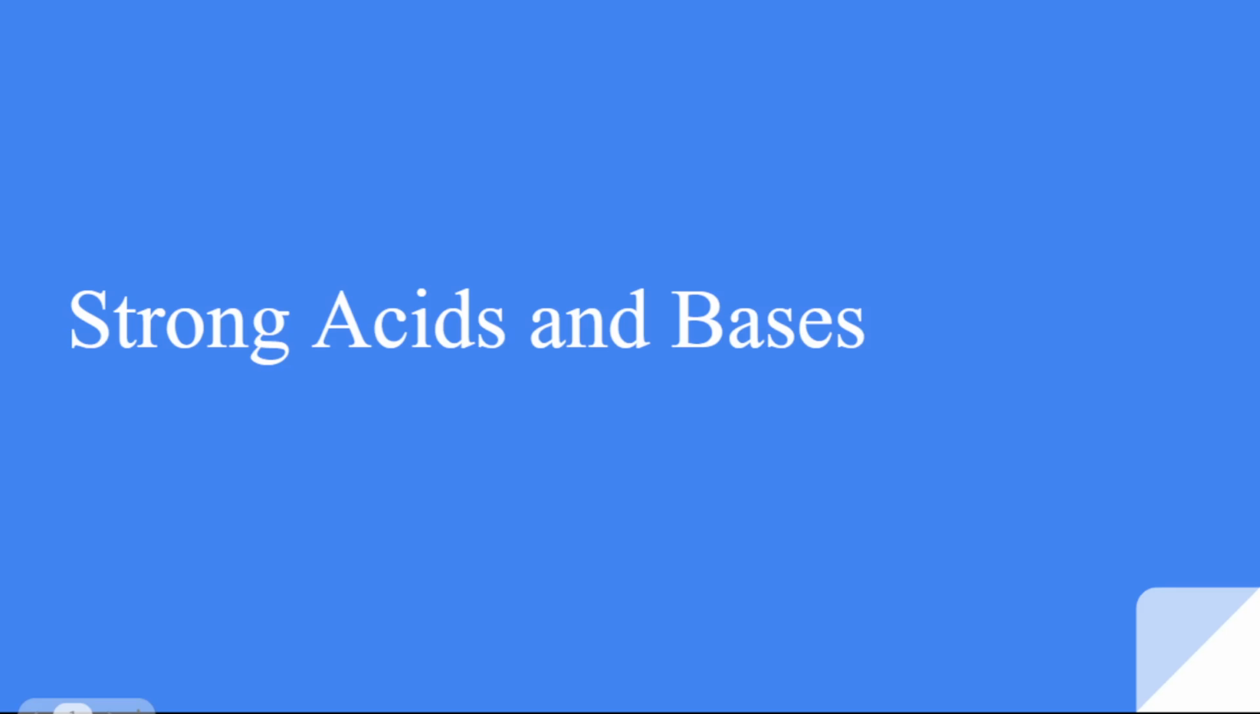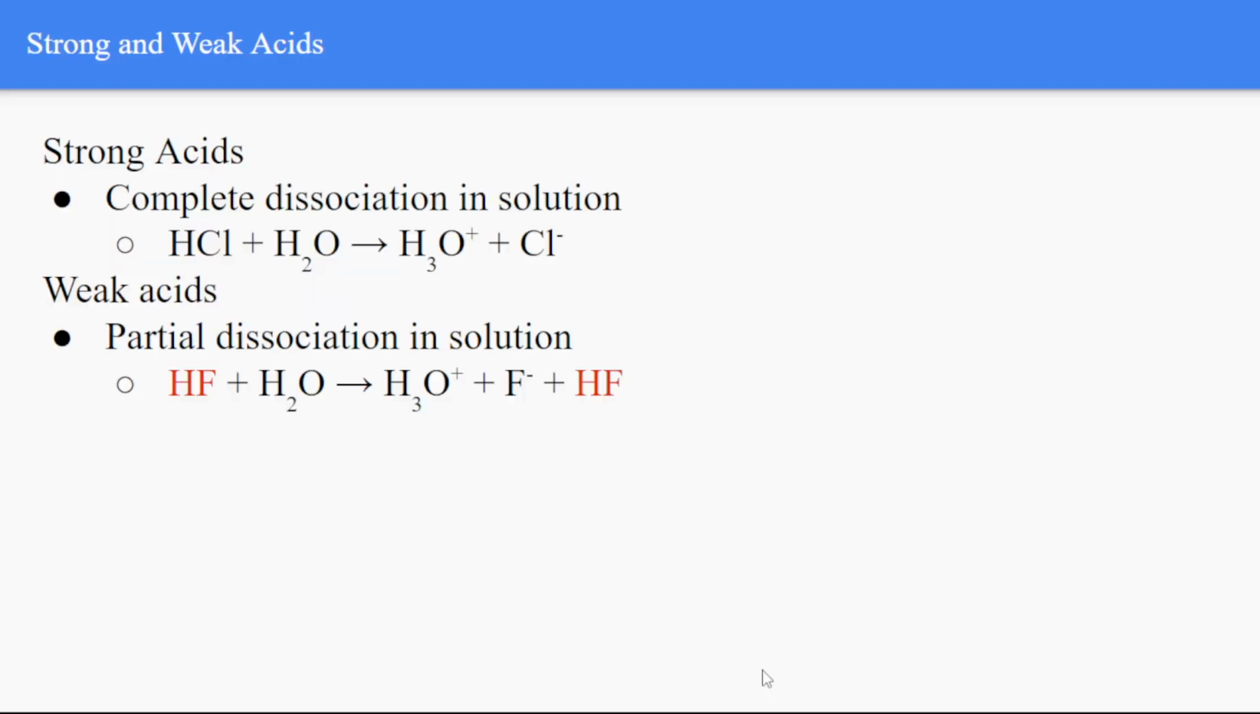In this video, we'll discuss strong acids and bases. Strong acids completely dissociate in solution, where weak acids partially dissociate. Notice that we have only ions as a product, but over here we have ions and the original substance. So that means that you only had partial dissociation because this didn't dissociate completely.